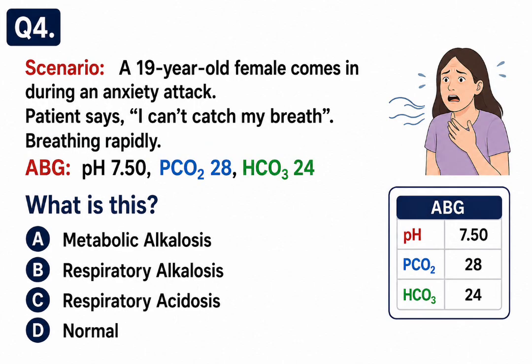Question 4. A 19-year-old female comes in during an anxiety attack. She says, "I can't catch my breath," and is breathing rapidly. The ABG results are pH 7.50, PCO2 28, and HCO3 24. What is this condition? A. Metabolic alkalosis. B. Respiratory alkalosis. C. Respiratory acidosis. D. Normal.